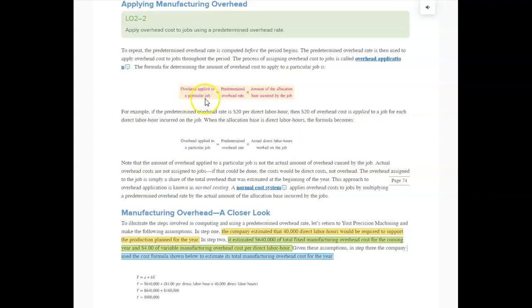Now here we're going to have a formula that shows how we apply overhead to a particular job, to that job cost sheet. We are going to use that predetermined overhead rate, and again, this could be the amount per hour, per dollar amount of direct labor cost, per machine hour, whatever, times the number of units of the allocation base that we're using for the overhead.